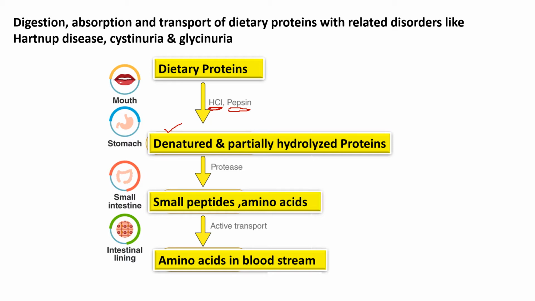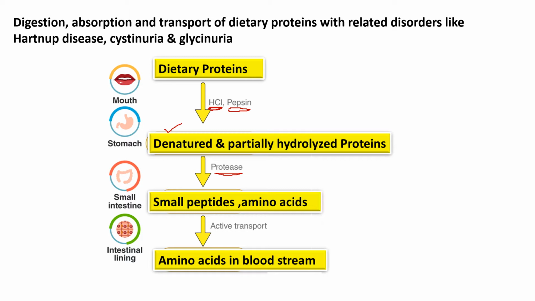Now this denatured protein from the stomach enters into the small intestine, and here the protease enzymes act on this protein and we get small peptides and amino acids. Now in the intestinal lining, the small peptides and the amino acids are absorbed by an active transport mechanism, and here the amino acids enter your bloodstream. So this is a short summary.